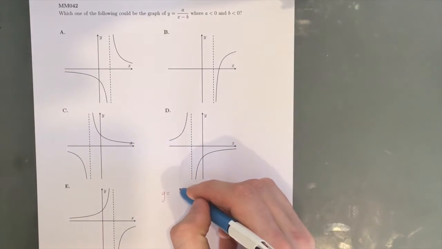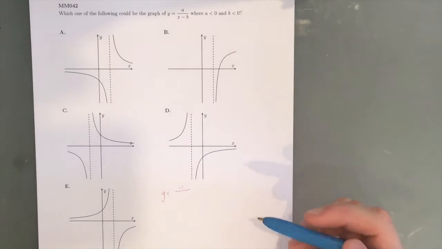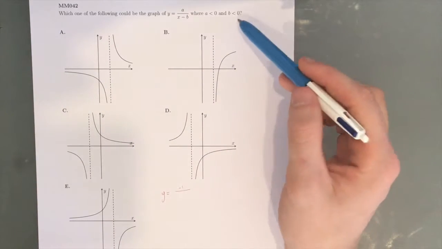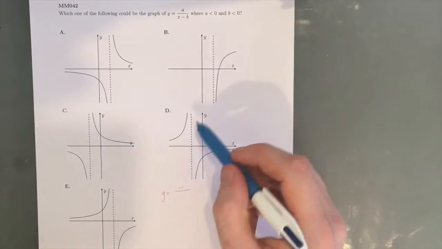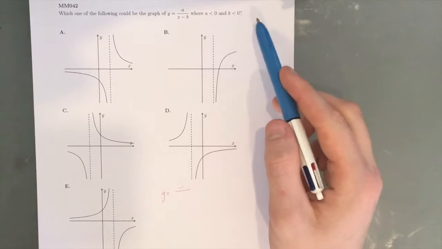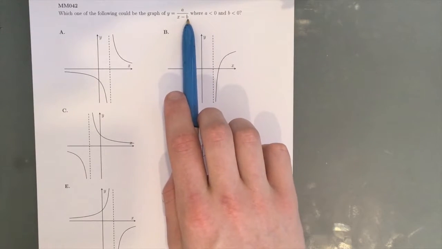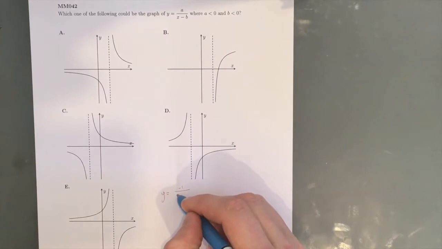Let's call a -1, just for this case so that we can see what's happening. And b is also negative. Actually, let's say that b is -2. So if b was -2, we'd get x take away -2, which would give x plus 2 on the bottom.